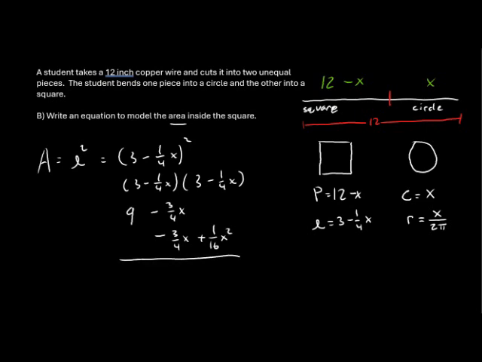Now we combine our like terms in the middle. The negative 3/4 minus another 3/4 will give us negative 6 over 4x. Reduced to lowest terms, this will give us negative 3/2 x. We'll bring down the 9 and bring down the positive 1 over 16 x squared, and we'll say this is our area of our square.